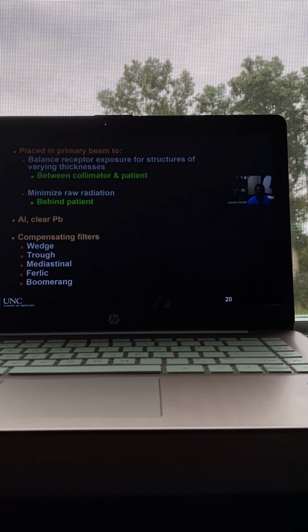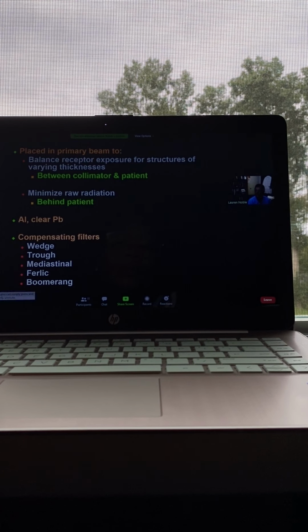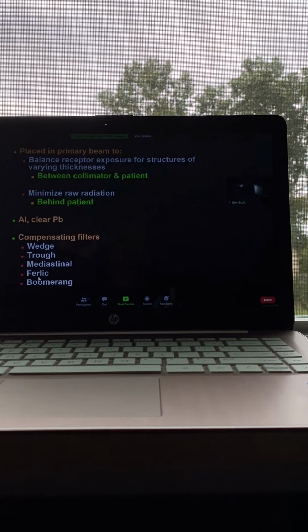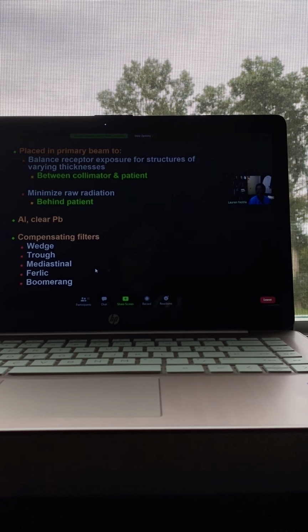Did anybody see filters being used for feet or toes? Okay, so no one had. I did a calcaneus last week, and we were talking about using a wedge compensating filter, but I don't know why we didn't. We just took 2 exposures instead, but they did talk about using it. Okay, good. So you ended up having to take 2 exposures.